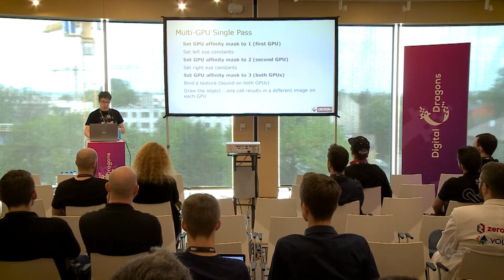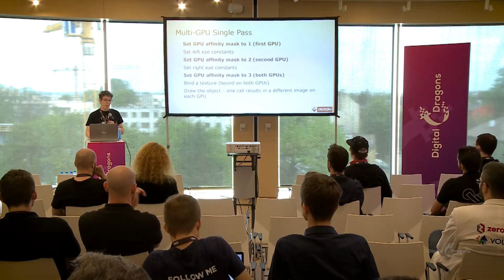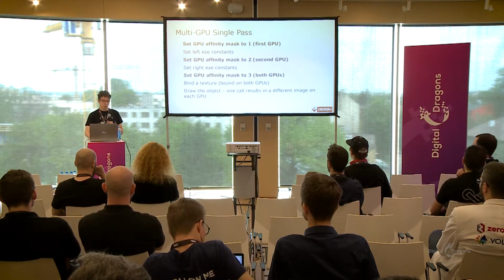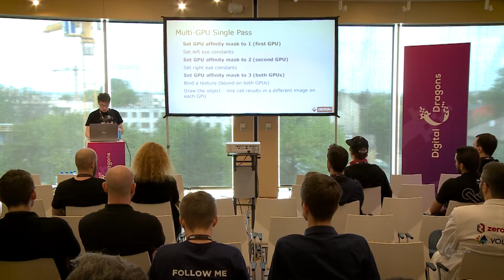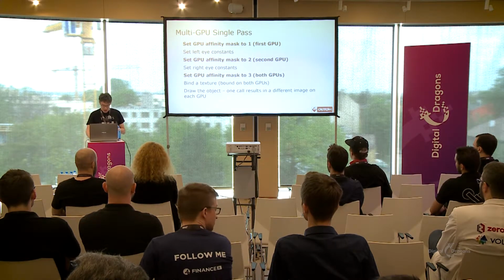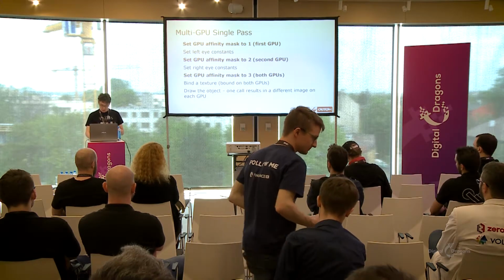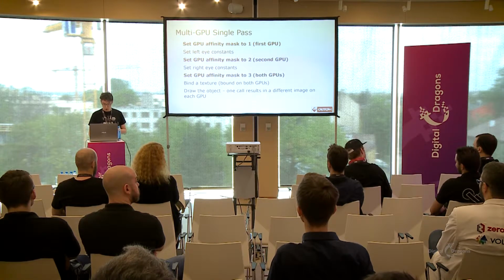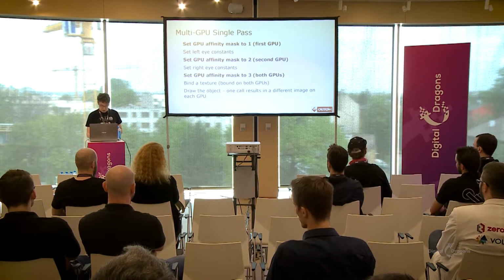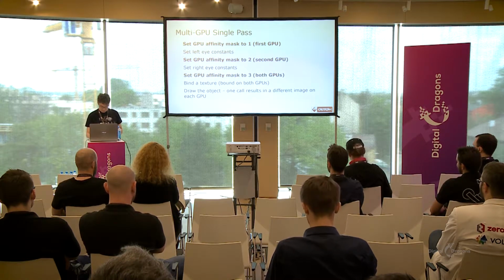And after that, we'd set the affinity to both GPUs. We'd bind the texture, which then would get immediately bound in a single command to both GPUs. And then we'd draw the object, which would get drawn on both GPUs, each with its own set of constants, and we get two different images with just a single draw call. This way we enjoy both the GPU and CPU side benefits, and we got rid of a lot of nasty multipass bugs to fix in the engine.